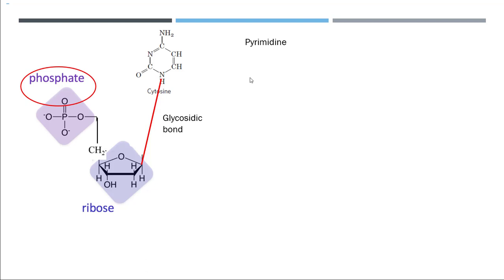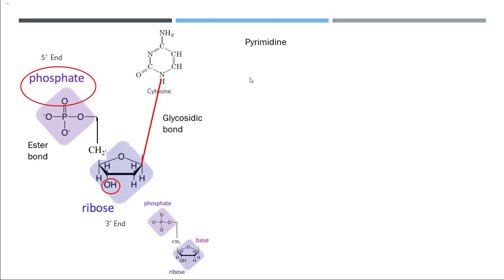Phosphate is attached to carbon number 5, right? So this will be a 5' end for us. And then we will have an OH group on the 3rd carbon, so that will be the 3' end for us. Okay? The bond that is connecting phosphate with the sugar, we already know that's the ester bond.